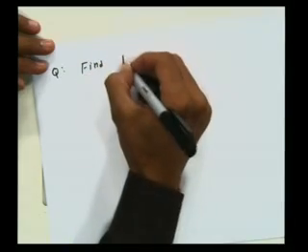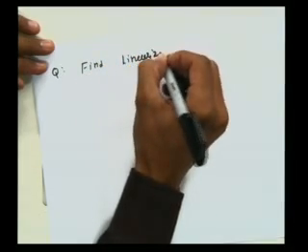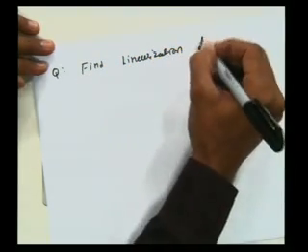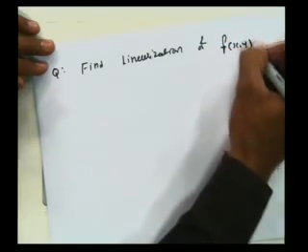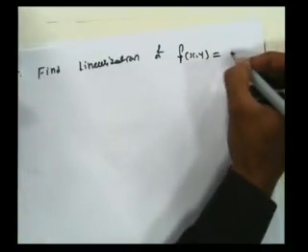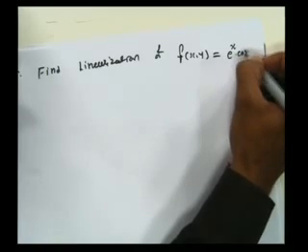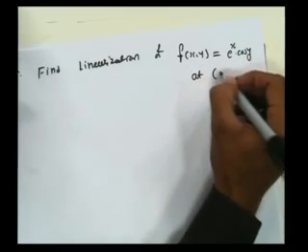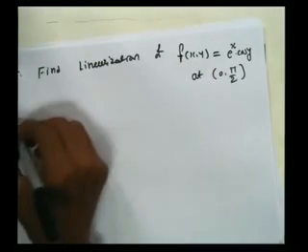Find the linearization of f of x comma y equal to e raised to x into cos y at the point 0 comma pi by 2. This is the question. We will solve this.